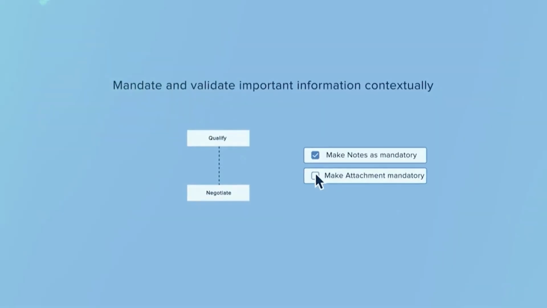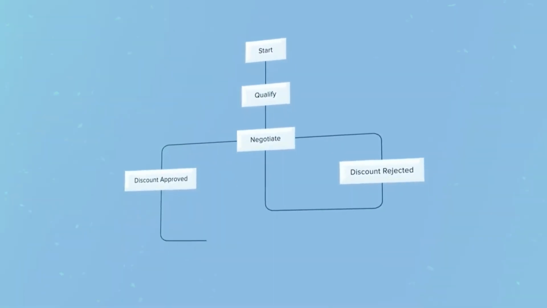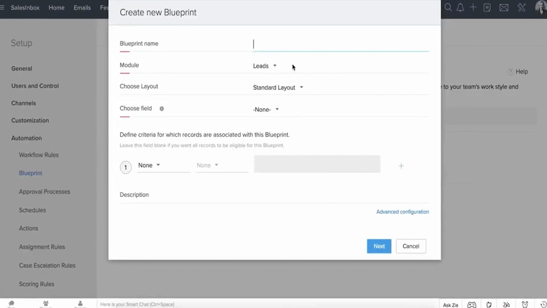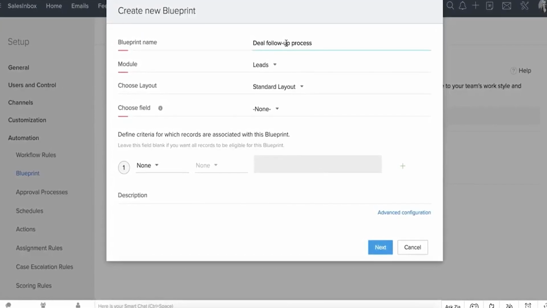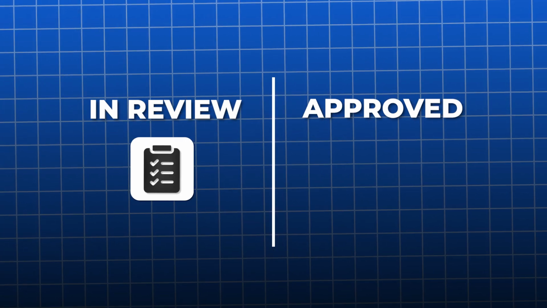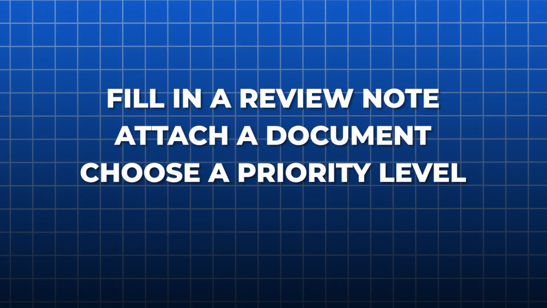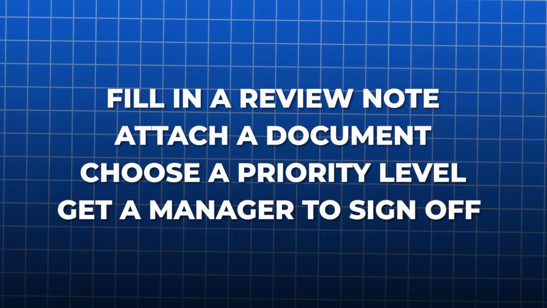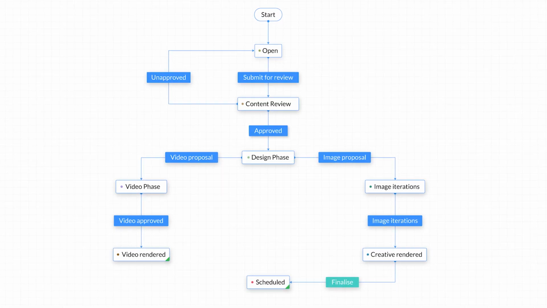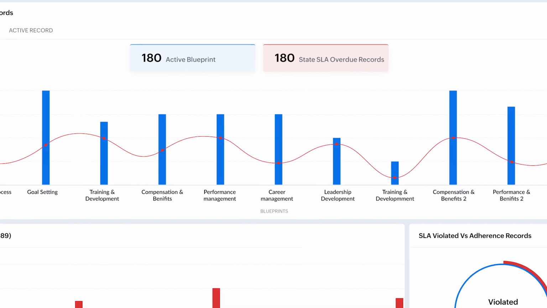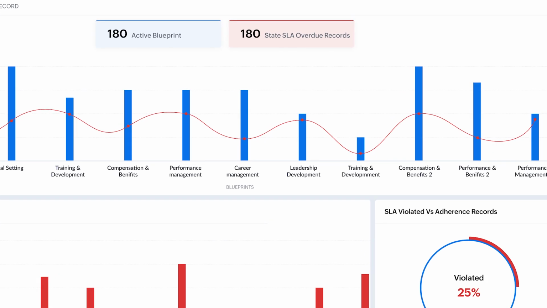Think of it as a guide rail, as an SOP that's built directly into your project management system. Every transition has conditions, required fields, approvals, or automations tied to it. For example, if someone wants to move a task from in review to approved, you could require them to fill in a review note, attach a document, choose a priority level, or even get a manager to sign off before it moves. This is a way of building quality control directly into your workflow, so you don't rely on people remembering the process or having to check some SOP document that's hidden in a library somewhere. The system actually enforces it for you.